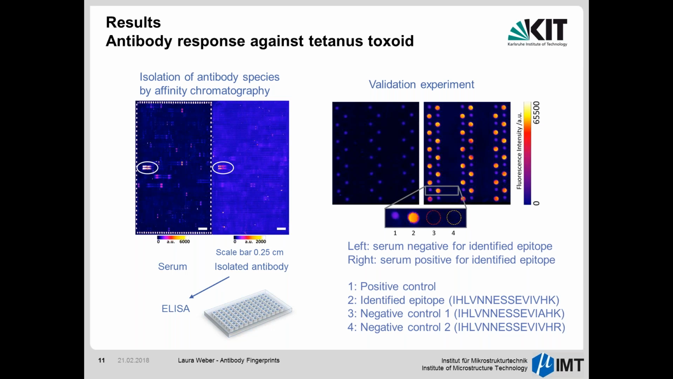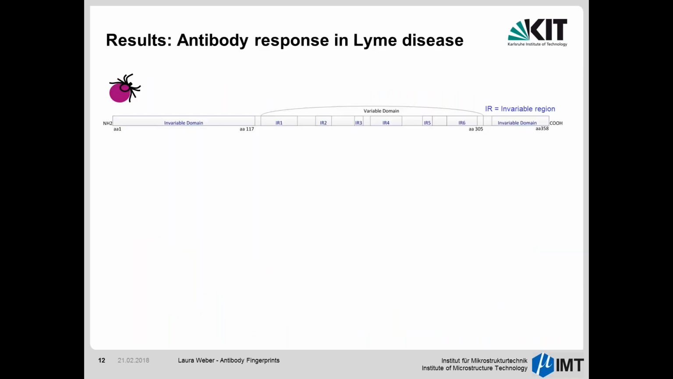To validate the knowledge of the identical fingerprints, we have investigated the antibody response to a more complex pathogen with multiple antigens. Borrelia burgdorferi, a spirochete transmitted by ticks and causing Lyme disease, is such a pathogen with several antigens. One of these antigens is the VlsE protein, a variable surface protein. The VlsE antigen is highly immunodominant. This means it triggers an antibody response in many patients and is suspected to play a role in the chronic form of Lyme disease.